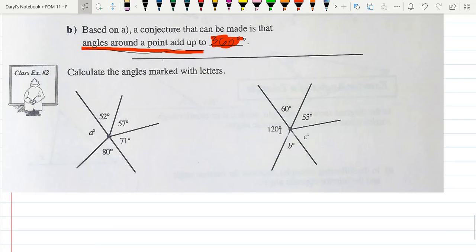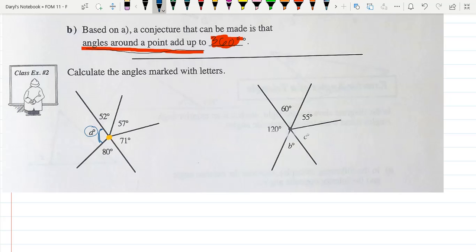Okay, so let's take this example here from your text. Again, if you can see, you have several angles there. However, they have a common vertex or a common point between the different angles. You're given 52 degrees, 57, 71, and 80, and you want to get your angle A. Angle A is this angle here.